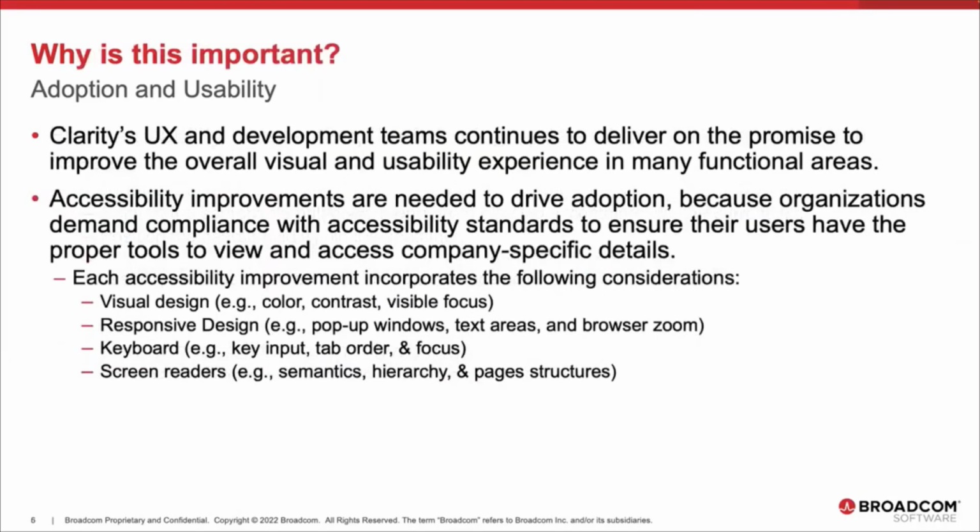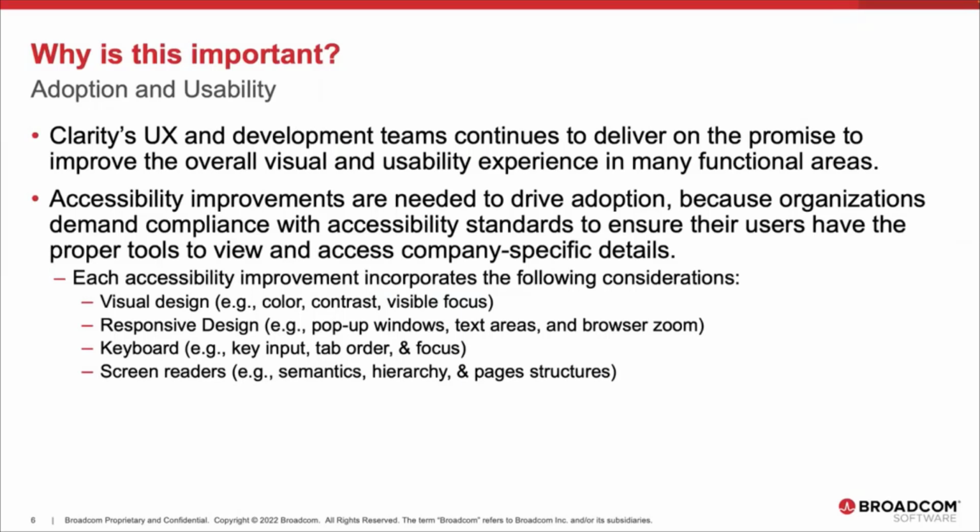So why is this important? Clarity's UX and development teams continue to deliver on the promise to improve the overall visual and usability experience in many functional areas. Each of the accessibility improvements are needed to drive adoption. Organizations demand that software vendors comply with accessibility standards to ensure all Clarity users have proper access to perform day-to-day tasks. Each accessibility improvement considers the pillars: visual and responsive design, keyboard navigation, and screen readers.